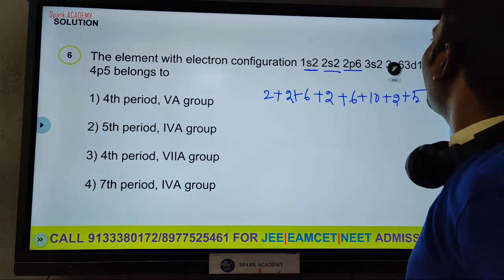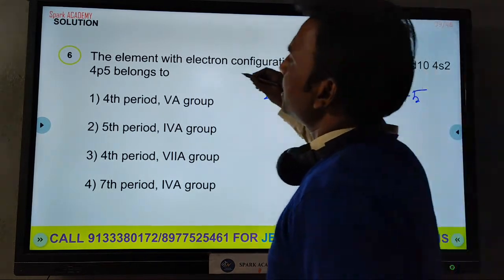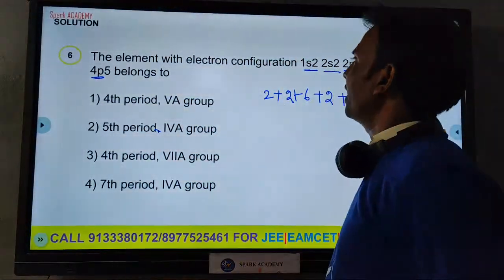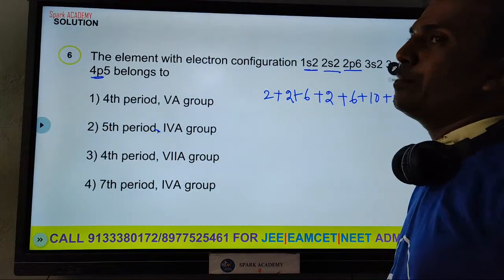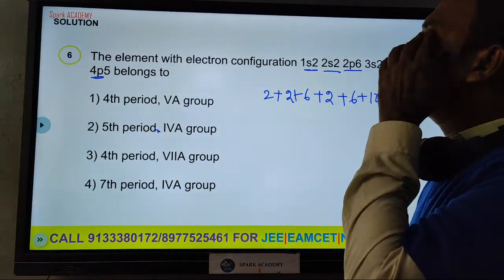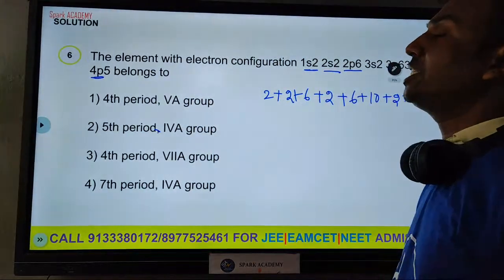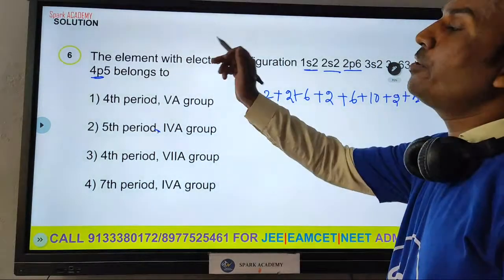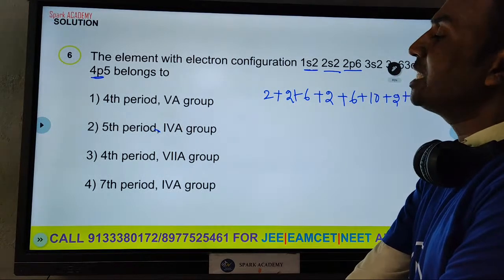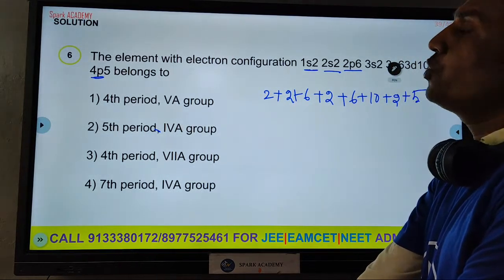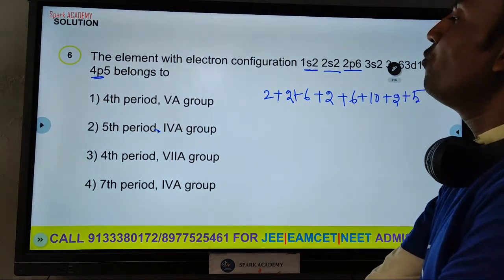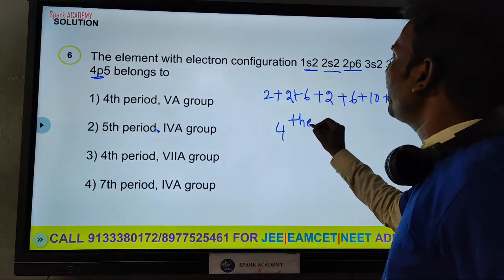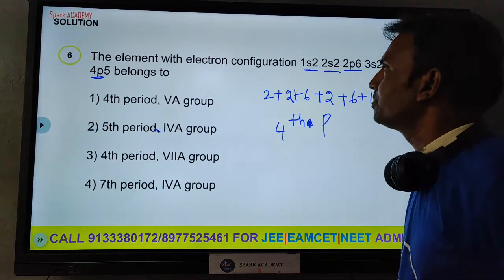So 4p5 means, see, you take every period number: period number 1 contains shell 1, period number 2 contains the second shell, period number 3 contains the third shell, period number 4 here. So what is the shell? The fourth shell. Fourth shell means which period? Fourth period. So this element's period is 4.